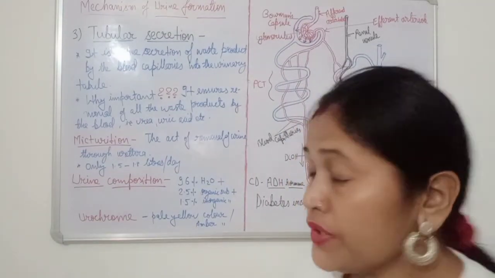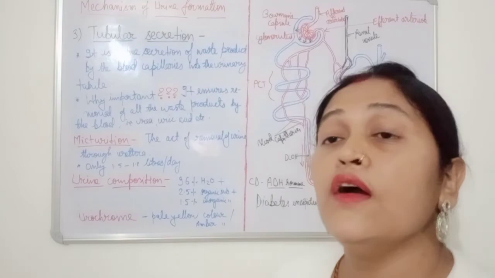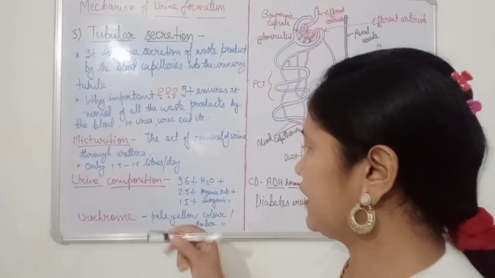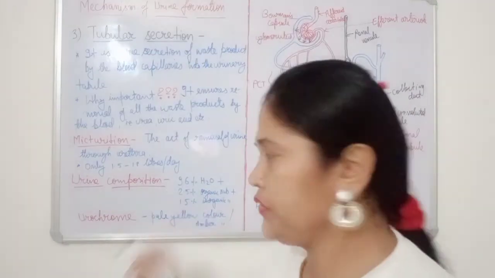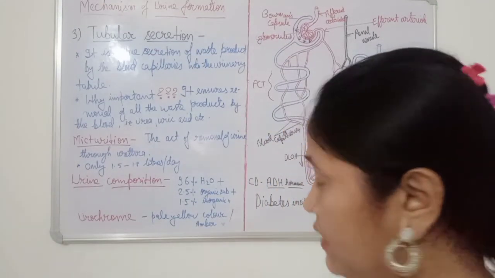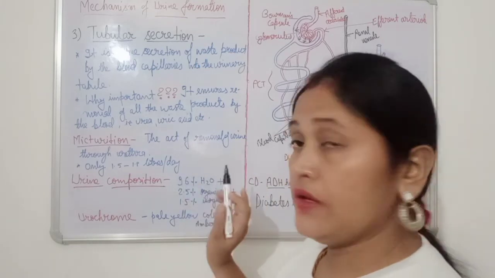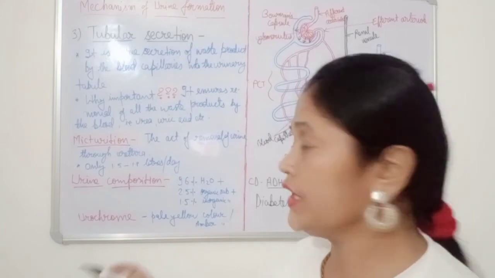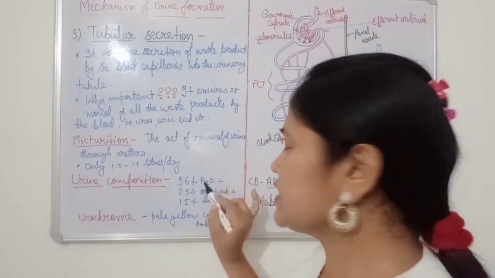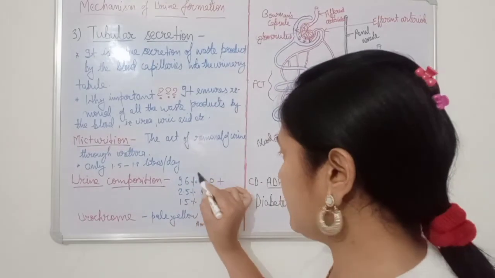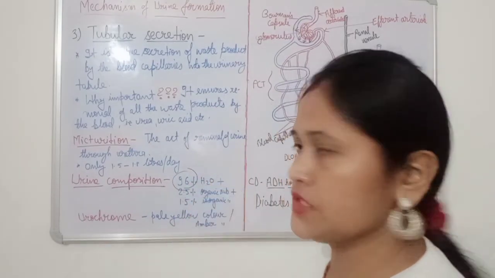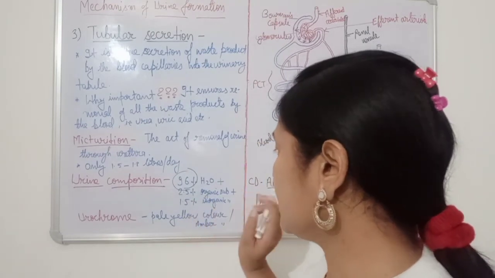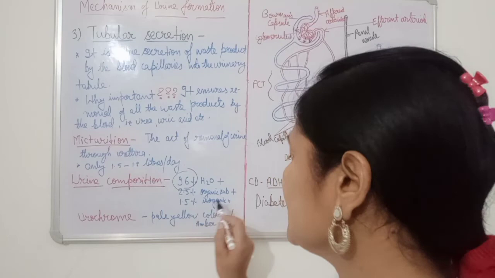Now urine composition. This is very important. All of you can see what types of substances are present in urine. Almost 96% water is there, as we know. So approximately 96% water is present in urine, and apart from that 2.5% organic substances and 1.5% inorganic substances.